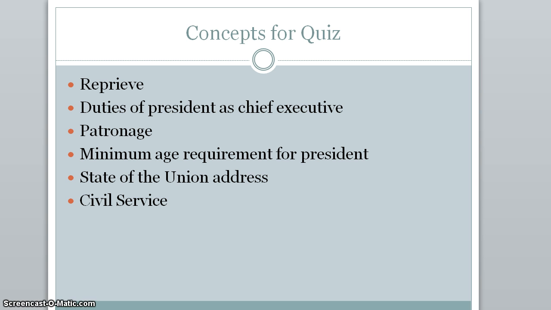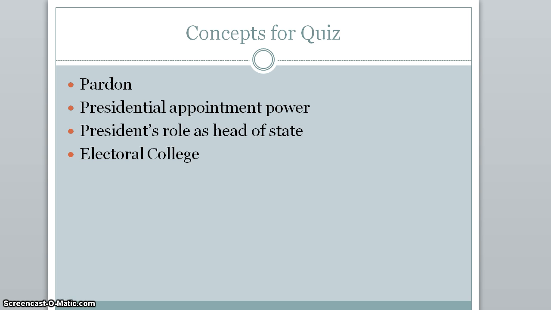That said, let's now move on to the concepts you'll need to know for your quiz. You'll need to know the definition of reprieve, duties of the President as Chief Executive, patronage, the minimum age requirement for President, what's the State of the Union address, what's the civil service system, what is the definition of pardon, what are presidential appointment powers, what's the President's role as head of state, and what is the Electoral College and what role does it play in presidential elections. Good luck.